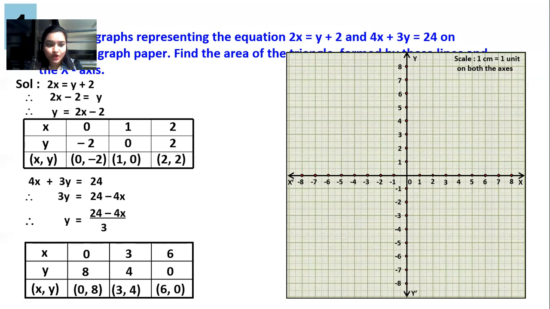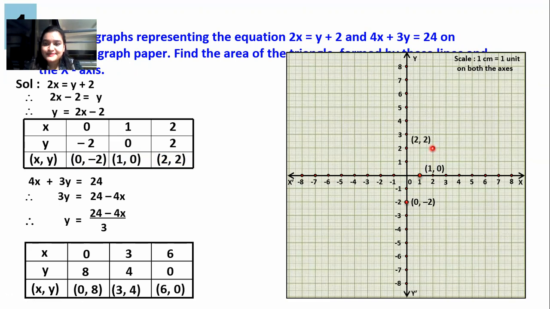Now let's start the plotting. 0, minus 2. 0 on the x-axis. Look at the cursor. I'll use the spotlight. Let's check 0 over here in the x-axis. 0 is here. And minus 2 on the y-axis. 1, 0: on the x-axis, 1 is over here and 0 will be on the axis. 2, 2: on the x-axis, 2 is here and on the y-axis, 2 is here.